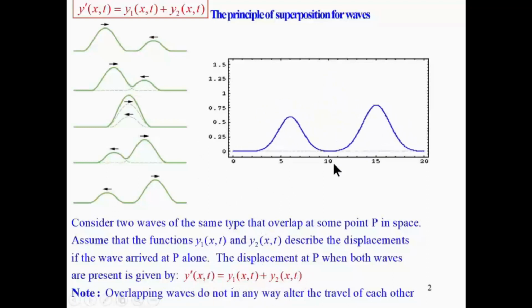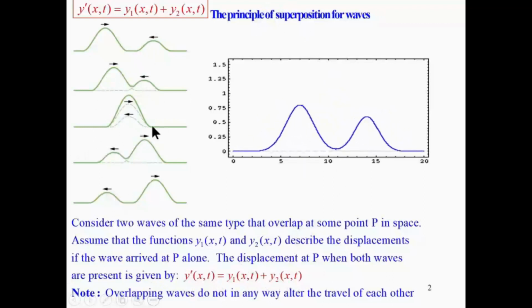In this example, there are two Gaussian wave pulses traveling toward each other, and they combine. Let's see what happens at this 10 seconds. You can clearly see that the resultant wave has a displacement which is the linear combination, the algebraic sum, of the individual displacements. That's simply called the superposition principle in mathematics.